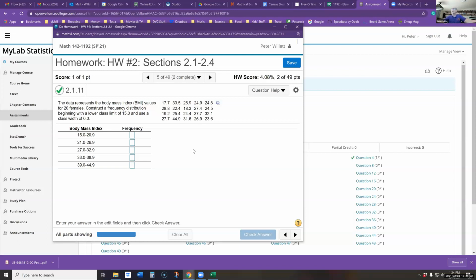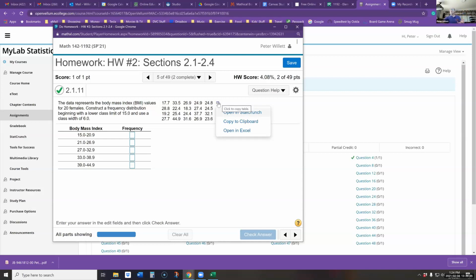So StatCrunch is my suggestion for our go-to program because it's free and easiest to use. Now, when they give you a data set like this in a homework problem, there's also this little box up here. If you click on it, it says click to copy the table. It gives you some options, the first of which is to just open up the data in StatCrunch.